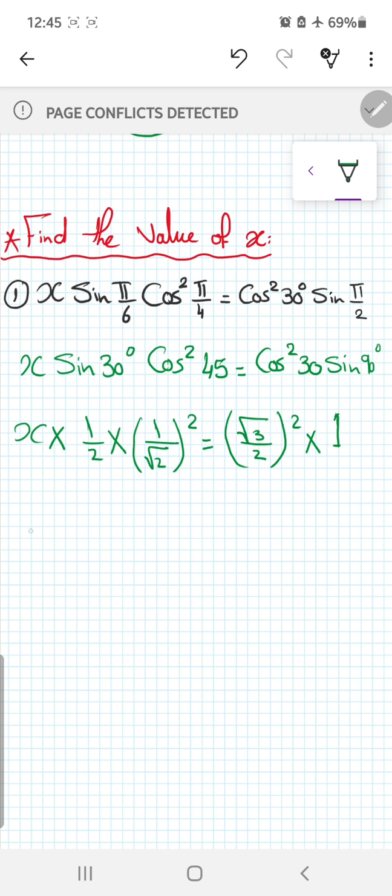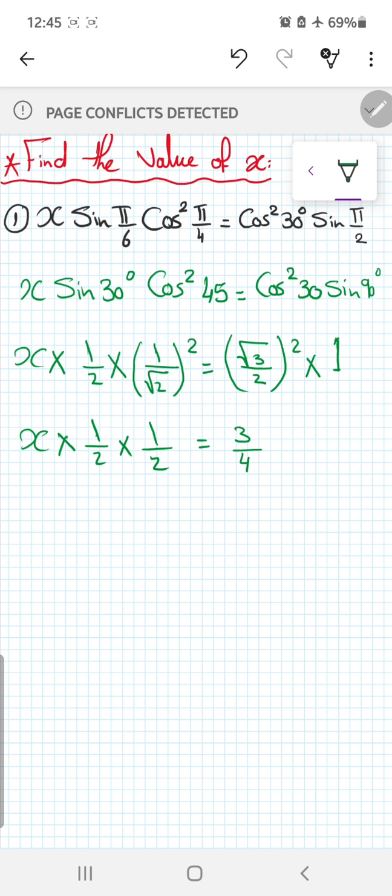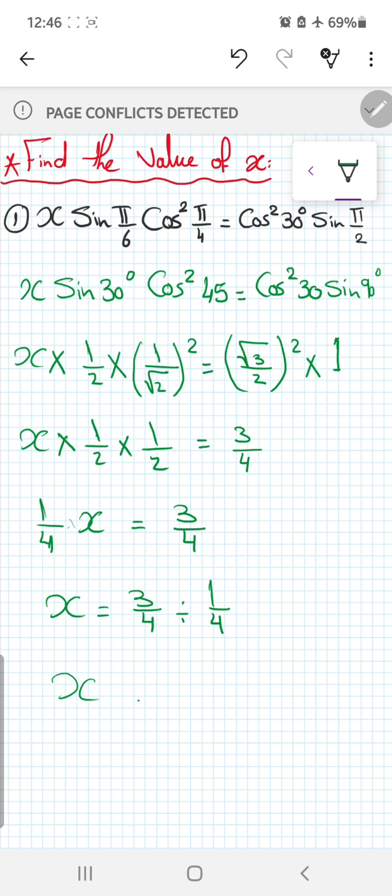Okay, here x multiplied by 1 over root 2 times 1 over root 2 equals root 3 all to the power 2, which is 3, over 2 to the power 2, which is 4, times 1, equals 3 over 4. So we get half times half equals a quarter, so x times a quarter equals 3 over 4. Move the quarter to the other side by the opposite sign: multiply becomes divide. So x equals 3 over 4 divided by 1 over 4, so x equals 3.